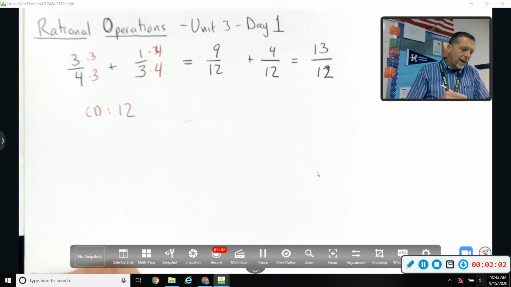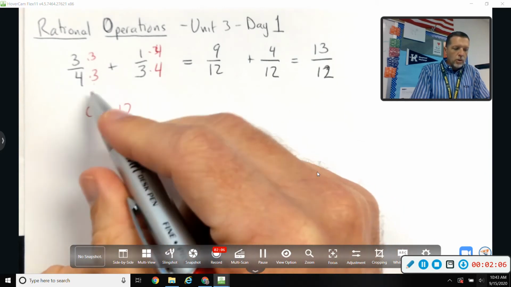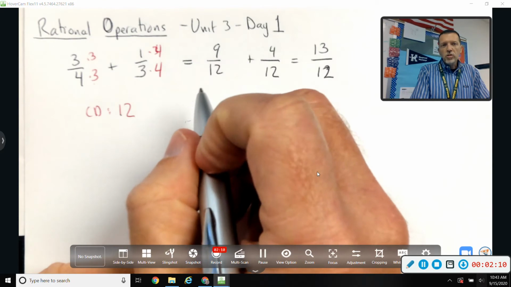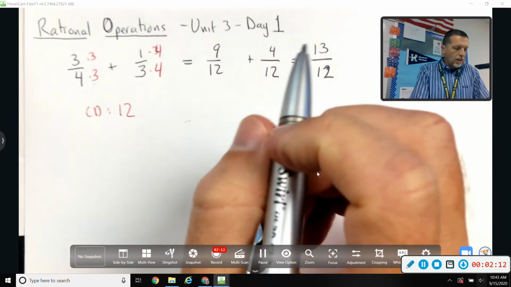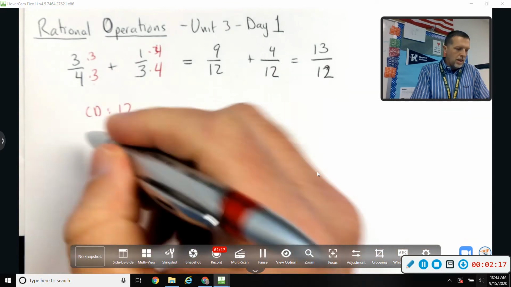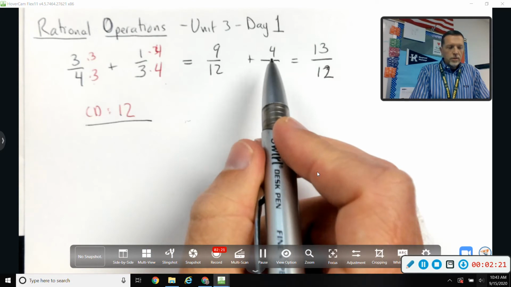But that kind of thought process is what we're going to use today with more complicated things than just numbers. We're going to do the same thing with variables, with expressions, x's and x plus 2's, and things like that. But I wanted you to see an easy one because we're going to do the same thing. Get a common denominator, make the denominators match, add the numerators.